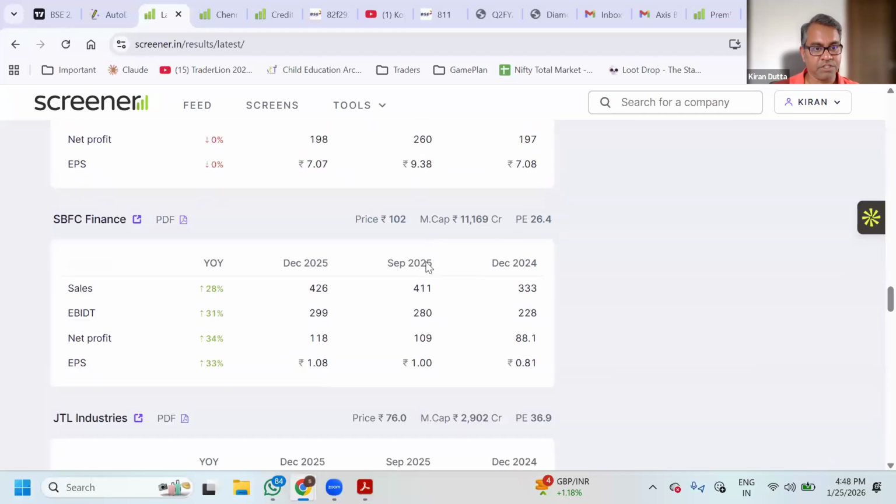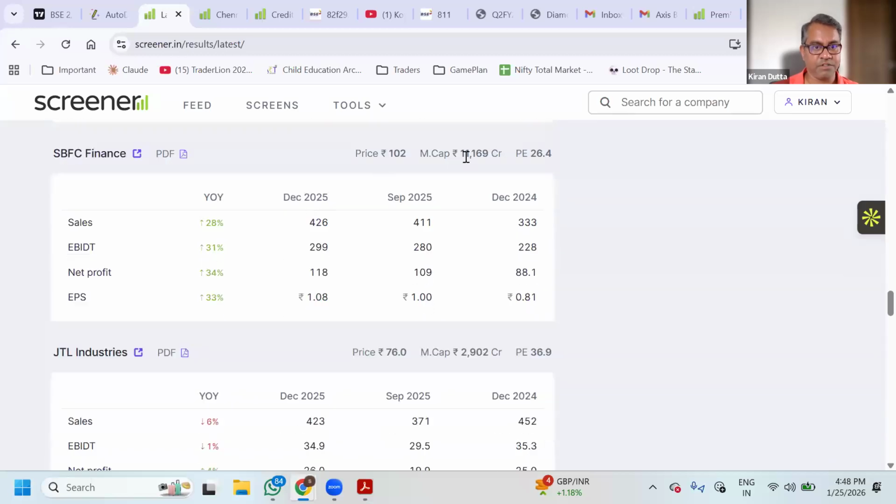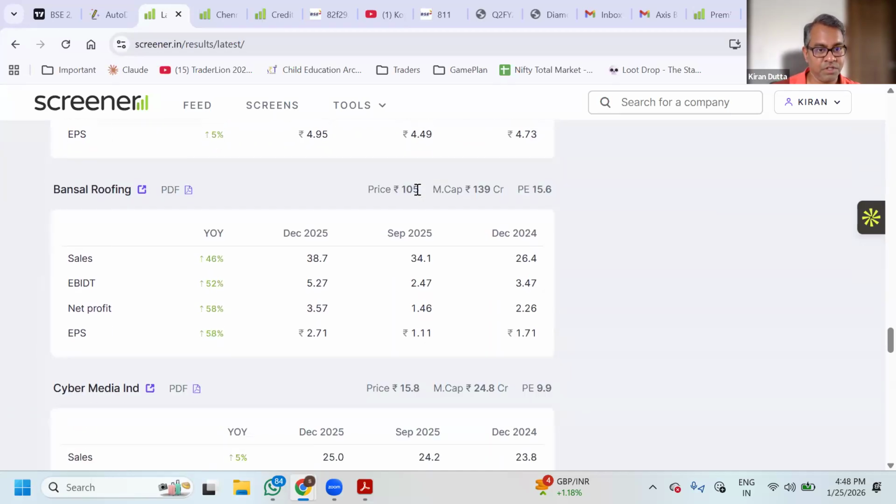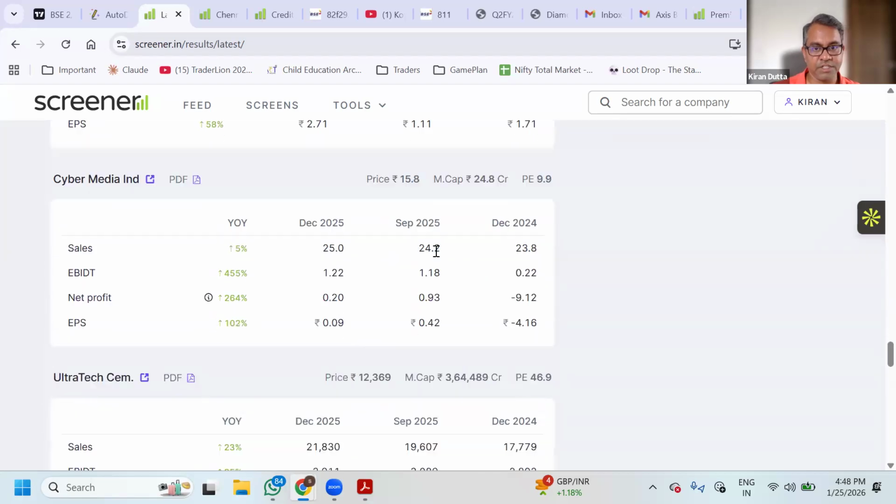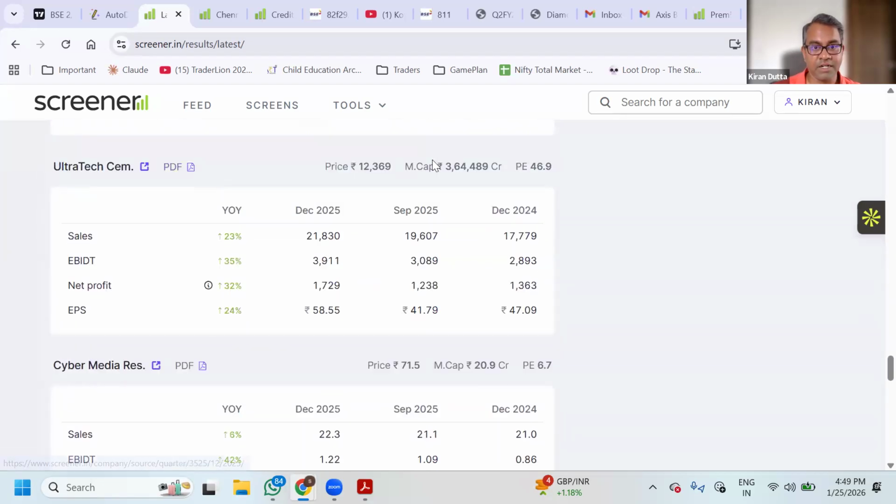తర్వాత scroll చేద్దాము. SBFC Finance, right? This is also a decent set of numbers, right? SBFC Finance. Then next time on, Bansal Roofing, 139 crore. I'm not at all interested in that particular market cap. 25 crore, no. Ultratech Cement, see, very good results, right? Can't make a note. Okay.